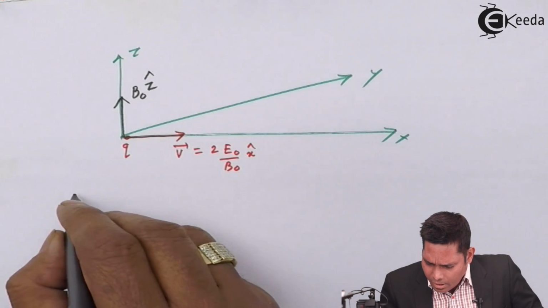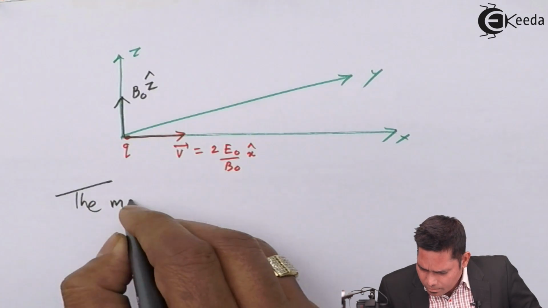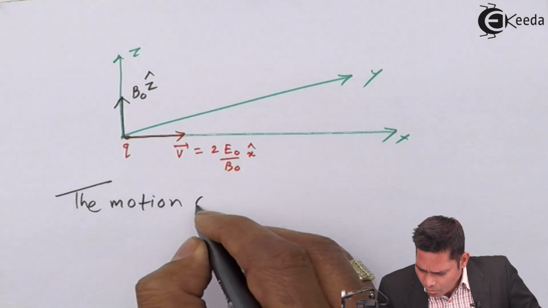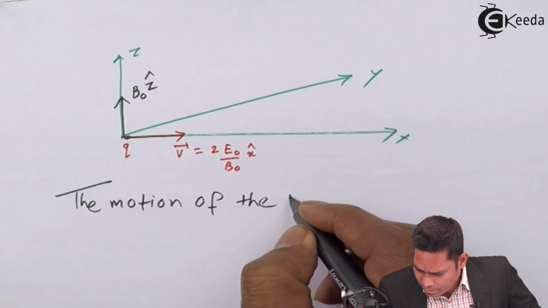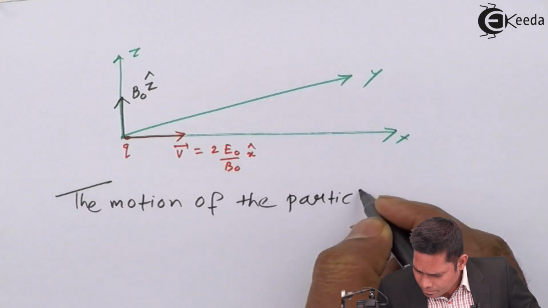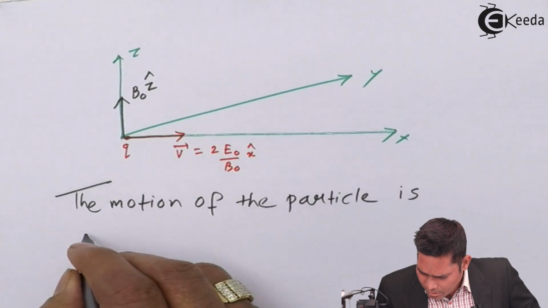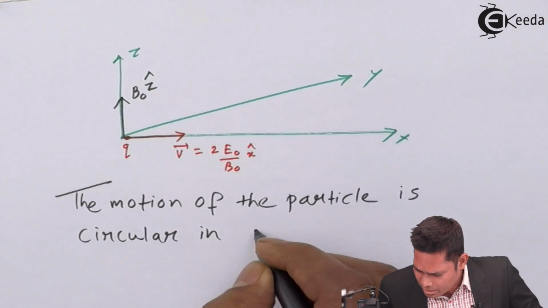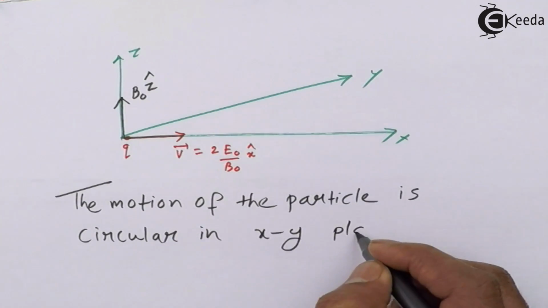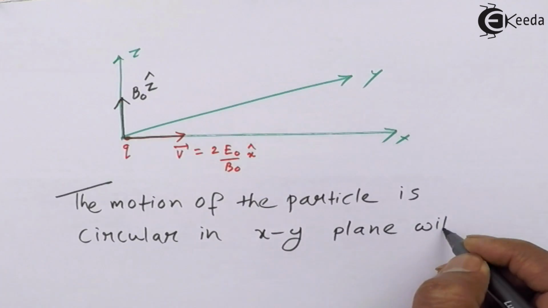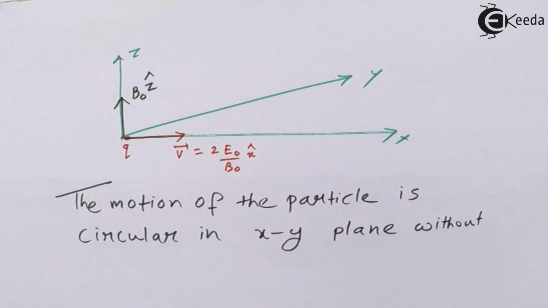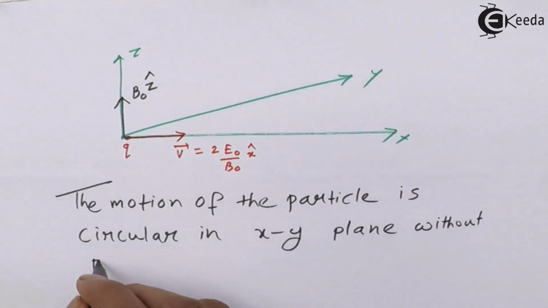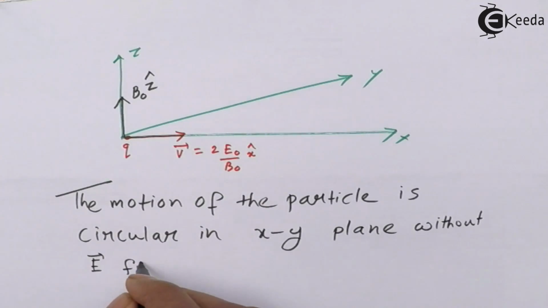So I write that the motion of the particle is circular in the XY plane without the electric field, without the E field.